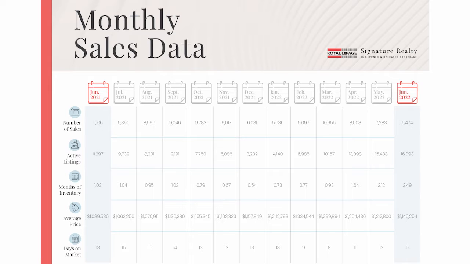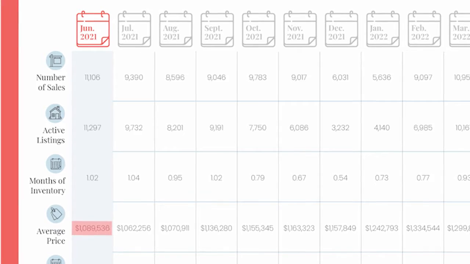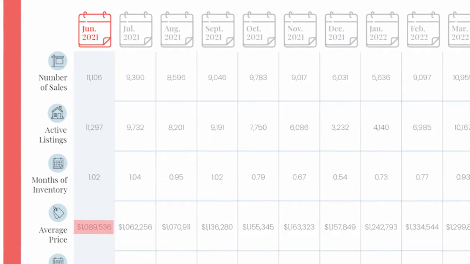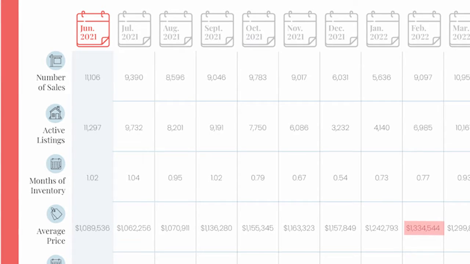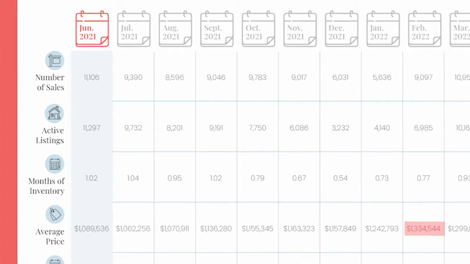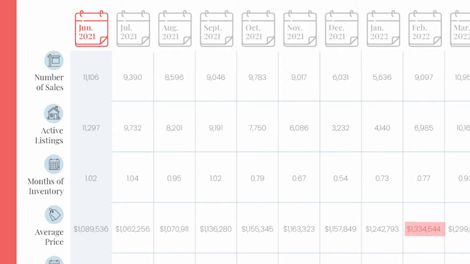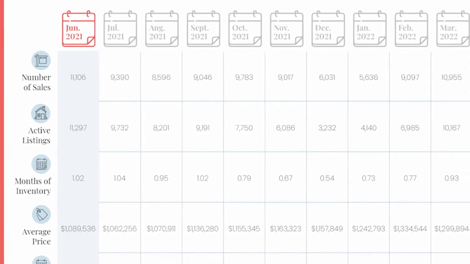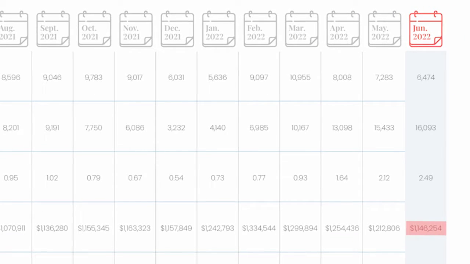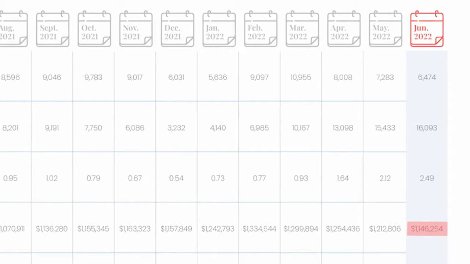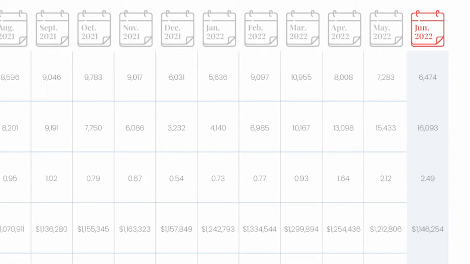Let's go to the next item, which is the average price. In June 2021, the average price was $1,089,000. We had the price increase from June all the way to February of this year, and we went to $1,033,000. It's a 22% increase in 8 months, which is crazy and could not be sustainable. Interest rates started to increase, prices started to soften, and we gradually went to 1.1446, which is 5% more than last year.